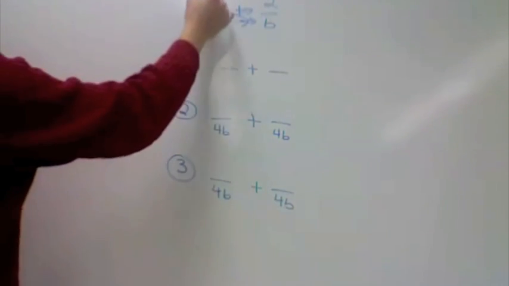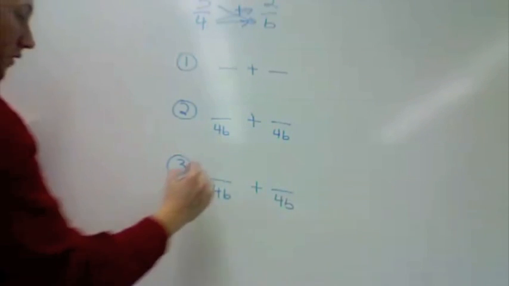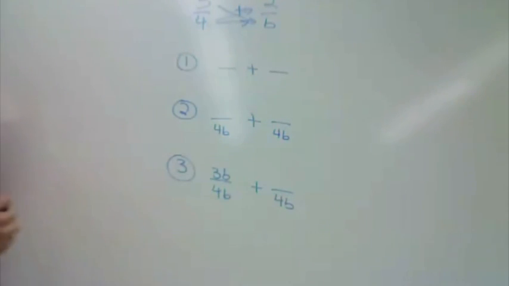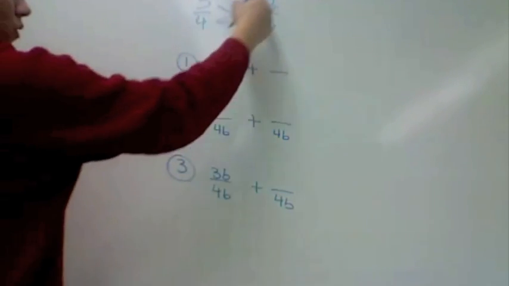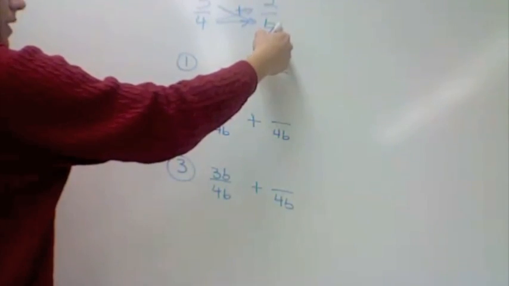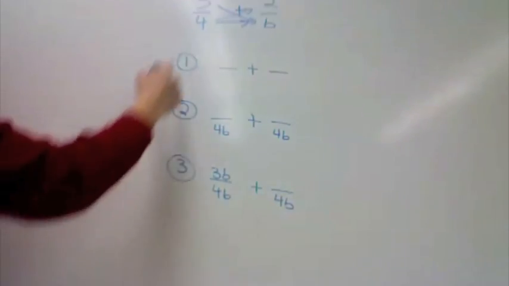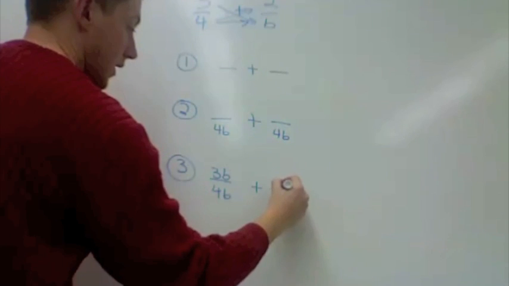If we cross multiply here, 3 times b is going to give us 3b over 4b. Then, since we multiplied 3 times b here, we have to cross multiply the same way in the other direction. 4 times 2 is 8.